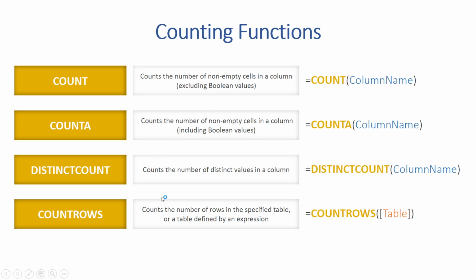Okay, so next is DISTINCTCOUNT. DISTINCTCOUNT simply counts the number of distinct values in the column. The formula is very simple: DISTINCTCOUNT and the column name. And again COUNTROWS. COUNTROWS counts the number of rows in the specified table or the table defined by an expression. The formula is very simple: COUNTROWS and the table name. So the table name would come here after this formula in DAX. Let's try to understand a different topic.